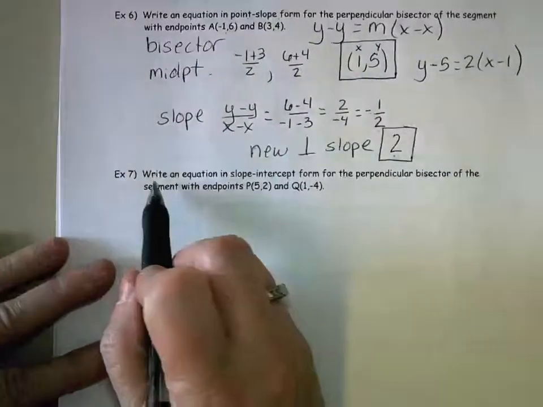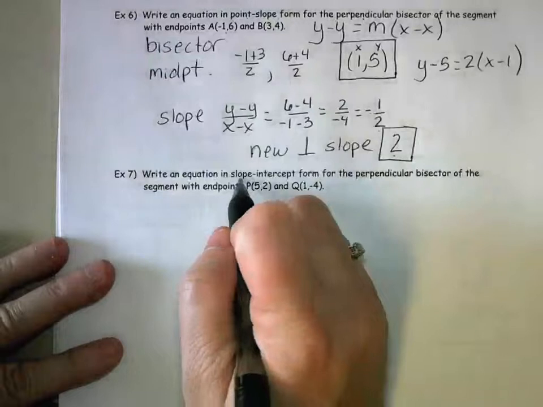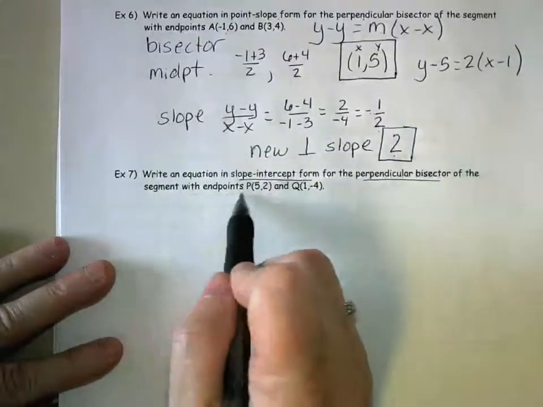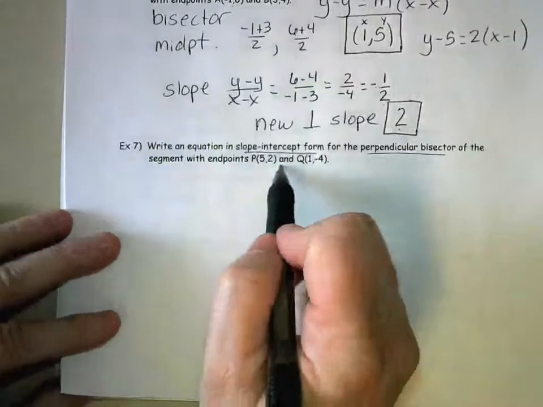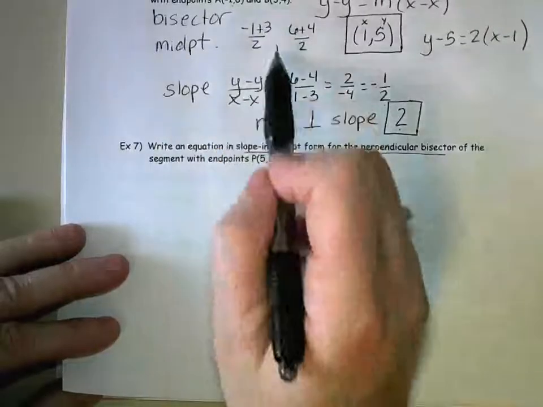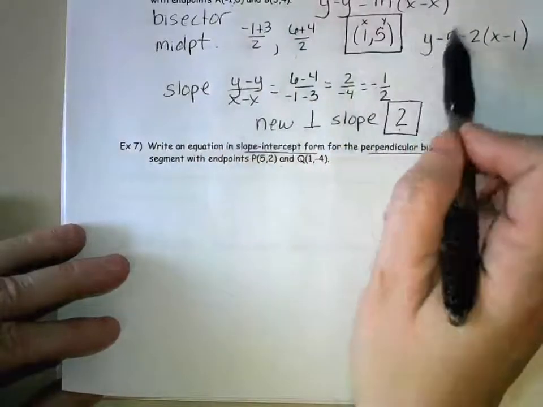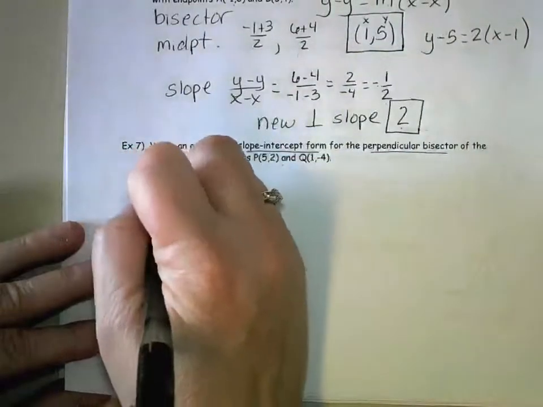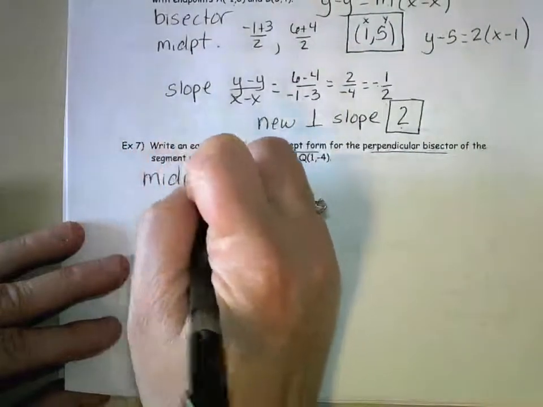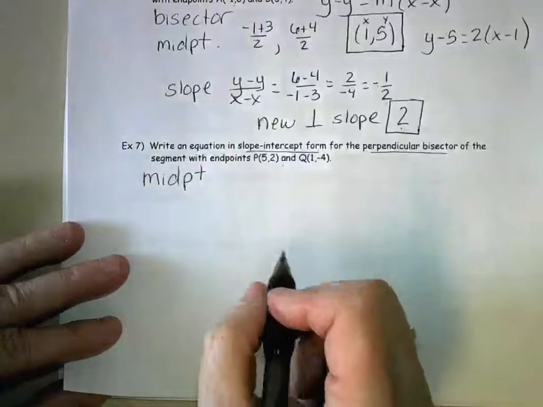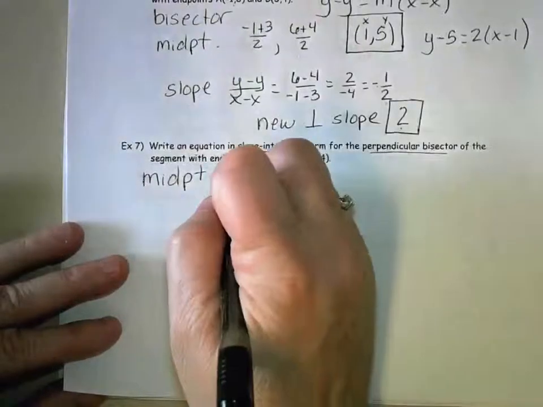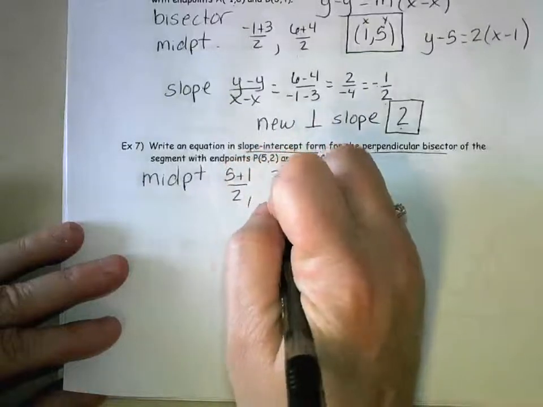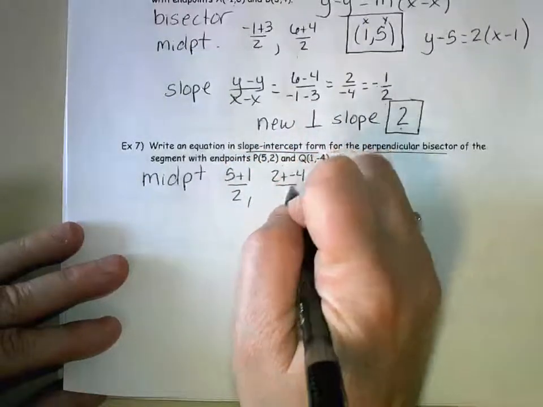And example 7, write an equation in slope-intercept form for the perpendicular bisector of the segment with these endpoints. And we have to do all this work, and then we have to solve for y. So first of all, we have to find our midpoint. Let's do that first. Midpoint is x plus x over 2 and y plus y over 2.